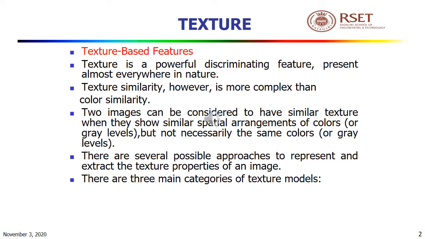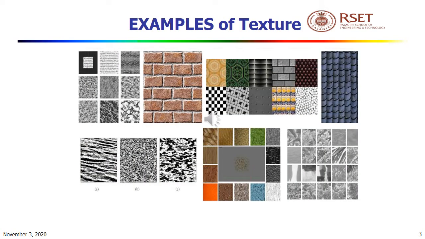Two images can be considered to have a similar texture when they show similar spatial arrangement of color, but not necessarily the same color. There are several possible approaches to represent and extract the texture properties of an image, and there are mainly three categories of texture model that I will explain later. Let's see some examples of textures. Here you can see different types of textures.